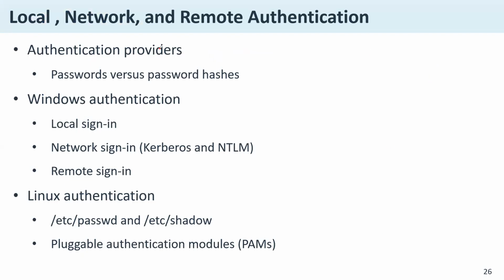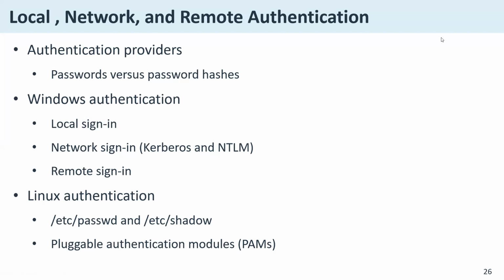So here we'll look at local, network, and remote authentication. Okay, so let's look at password versus password hashes. Now, a hash is a function that's applied to the password before it's stored. This is going to help security. So instead of just keeping passwords in their plain format, we can hash them. We could kind of encrypt them.